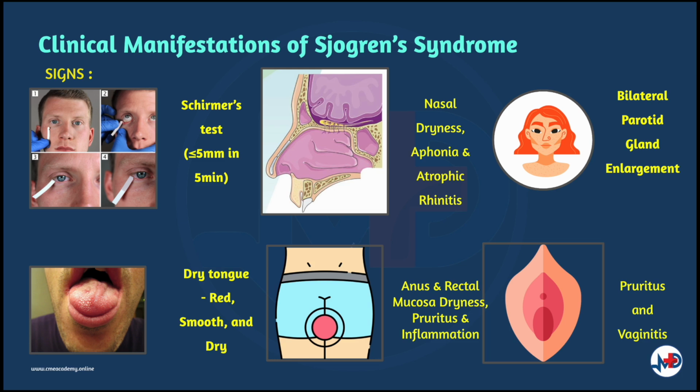Nasal dryness, aphonia, and atrophic rhinitis are among other signs elicited in the orifice. Moreover, there may be atrophic changes in the vulva and vagina resulting in pruritus and vaginitis. Besides that, the anus and rectal mucosa may also present with dryness and hence pruritus and inflammation.